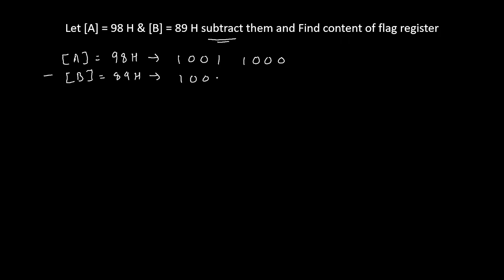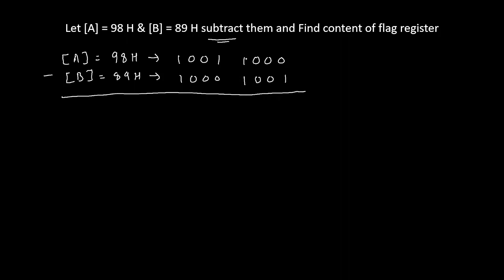So let content of accumulator is equal to 98H. So we will start with content of accumulator, which is 98H. So we can write this value as 1001. It can be written as 1000. And minus, we want to perform content of B register, and content of B register is written as 89H. So it can be written as 1000, and 9 can be written as 1001. Now let's perform binary subtraction.